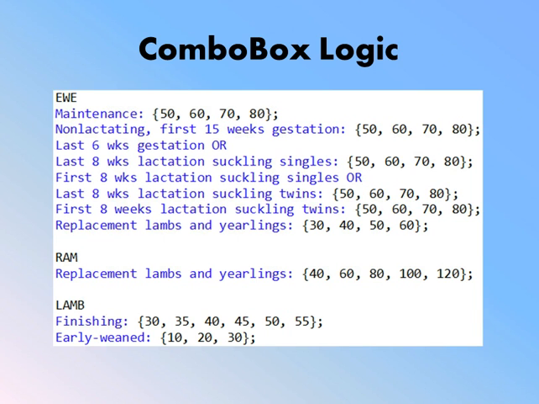Ram, same thing. It only actually has one selection. I could have broken them into two categories, however the requirements are the same for both the lambs and the yearlings, so I decided to just make it one selection. And to not confuse the user, I do put that selection into the combo box so that they can select it, because I didn't want to skip over that step and confuse anyone. Lamb, there's two choices there.